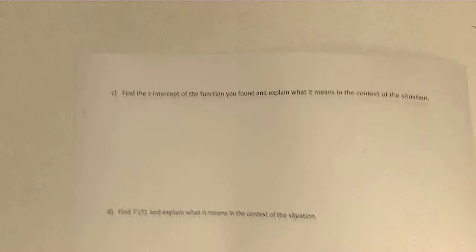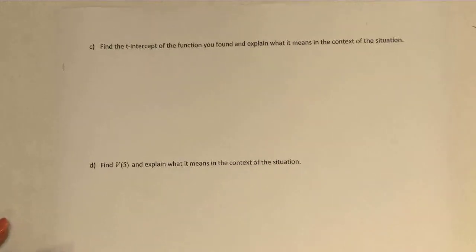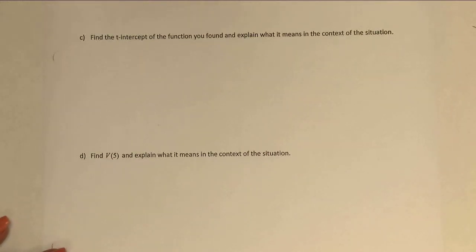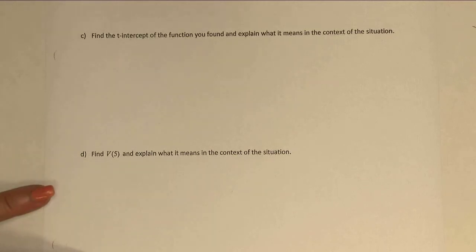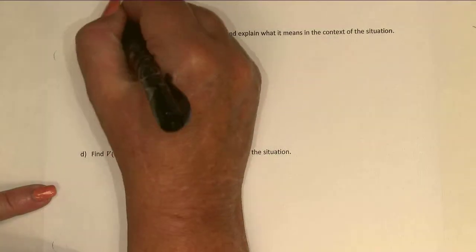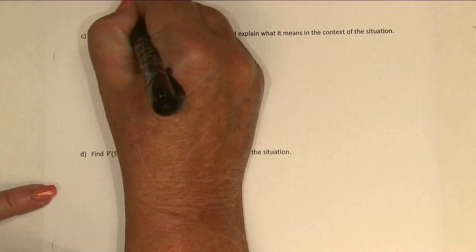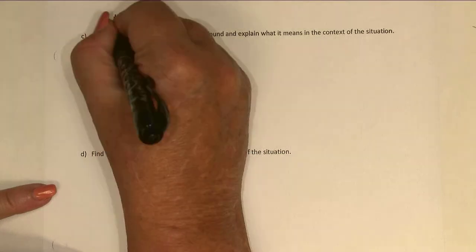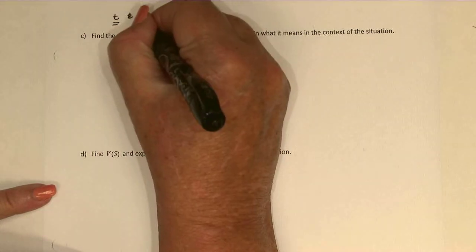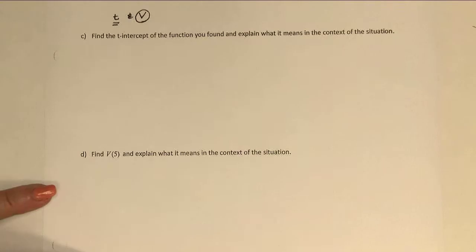All right, we have a few more questions about this particular example. On the next page, we're asked to find the t-intercept of the function we found and explain what it means. In general, when you're asked to find intercepts, you can always find an intercept by setting the opposite variable equal to 0. So in this case, our variables are t and v. If I want to find the t-intercept, that means I set the v variable equal to 0.